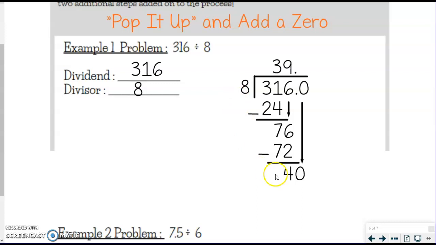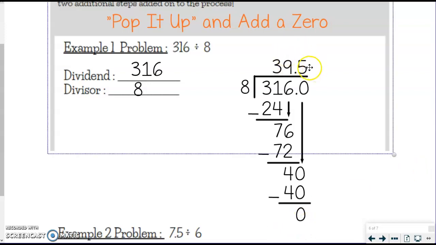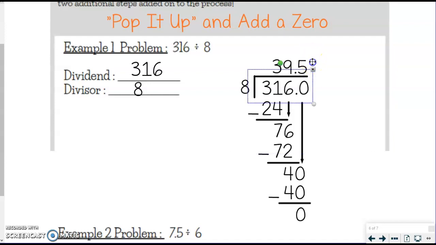Now 8 fits into 40. Yay! It fits in exactly 5 times. So we get 5 times 8 is 40. Subtract, we end up with 0. So I do not have to keep on going, because I don't have any more numbers. I did finally get 0 down here. So my final answer is 39.5. So either circle or rewrite that. I can't get my circle to pop up. There we go. 39.5 is our final answer.